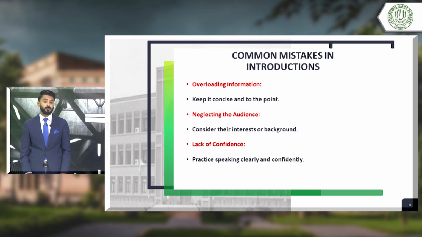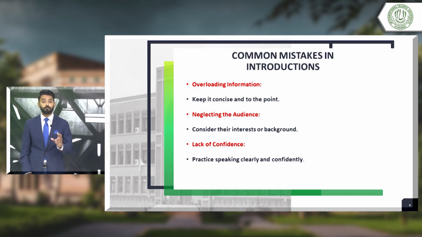Now we talk about some of the very common mistakes that we make in our introduction, and we need to avoid those mistakes. The number one is overloading information. I have seen some people, when they are asked to introduce themselves, start talking about a lot of things. They would definitely talk about their name and qualification, but when they talk about simple qualifications, they start talking about their institutes, their grades in those institutes, and even the teachers who taught them. So it's not important when you are introducing yourself.